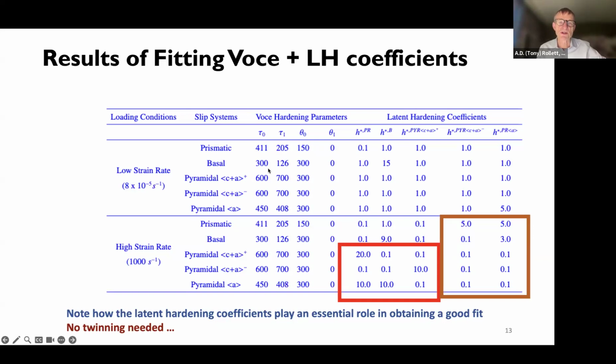There is no difference in the CRSS values between low strain rate and high strain rate. There are one or two of the hardening coefficients, such as here, 0.1 and here 15, that allowed us to get a good fit to the low strain rate. And then I've put boxes around to highlight that many of these coefficients changed. Actually, not all of them, but a substantial fraction of them. And that turned out to be necessary in order to get as good a fit as I've shown you. And again, I'll emphasize that there was no twinning needed to do this. Okay, that's most of the story.